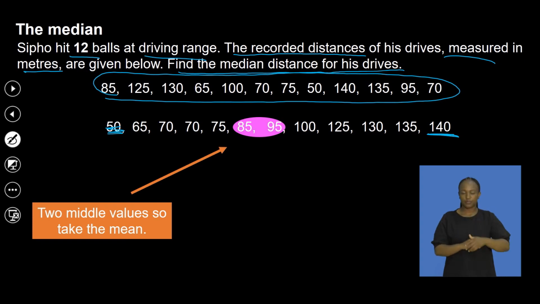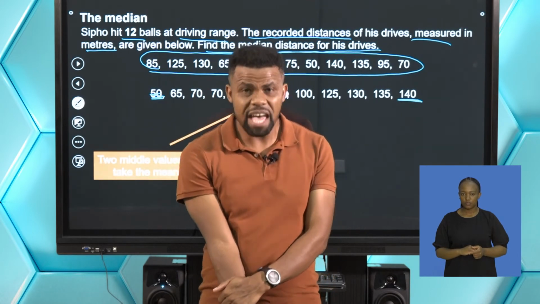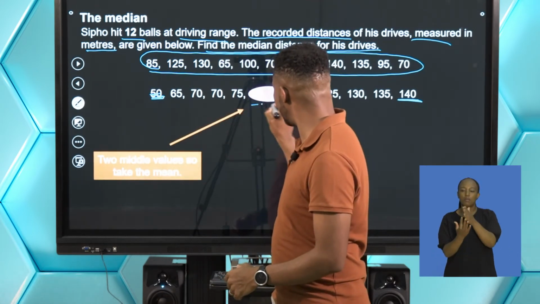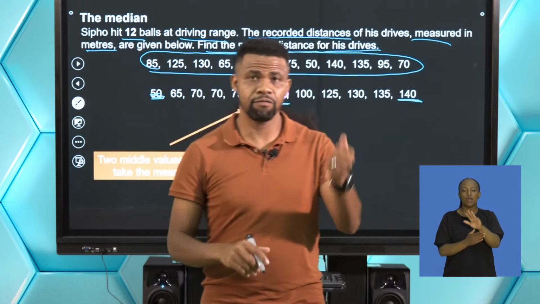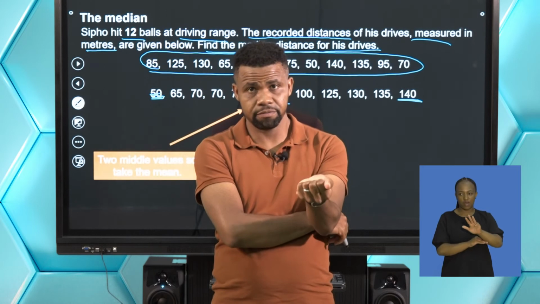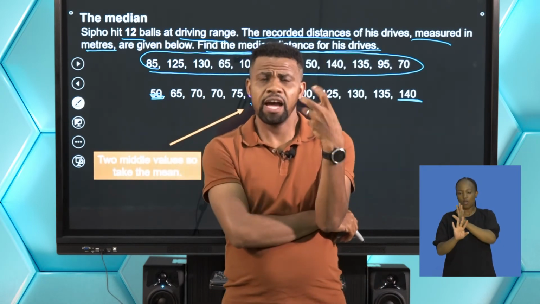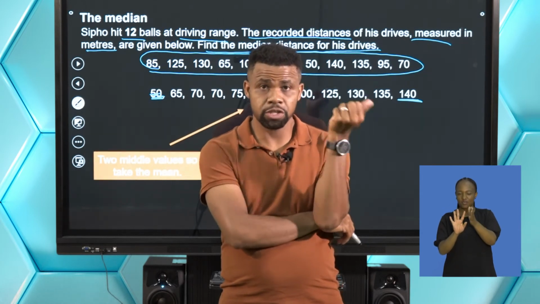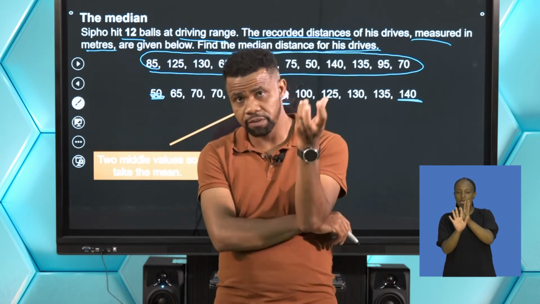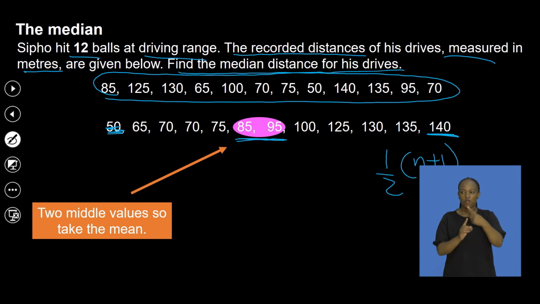Now, where is the median? The middle is between 85 and 95, because you have 10 sets of data. Okay. Another way to look at this is using this formula to find the position of the median. So we can find the position of the median by saying a half n plus 1. So this is the position of the median.